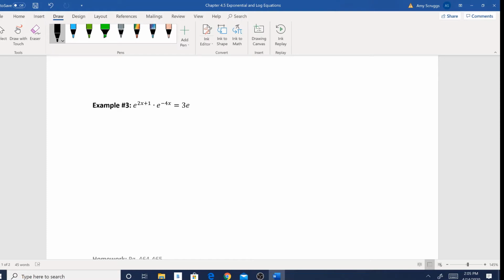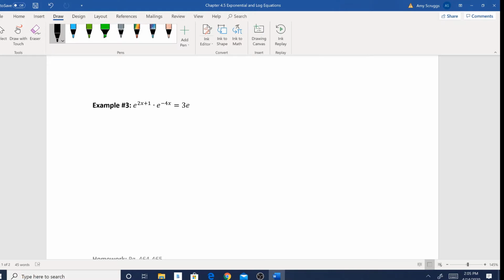Now, in this exponential equation, we do have common bases. They do have a base of e. Actually, all 3 of them do. However, we have x on one side, but the x is not in one spot. You have 2 bases that have an x.